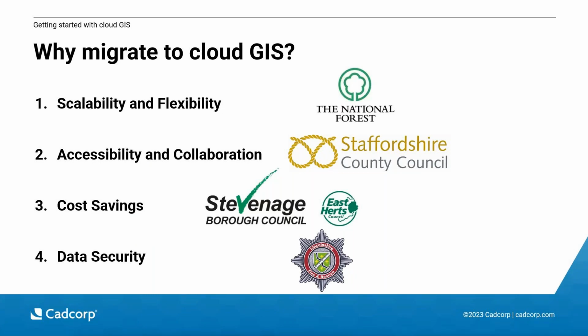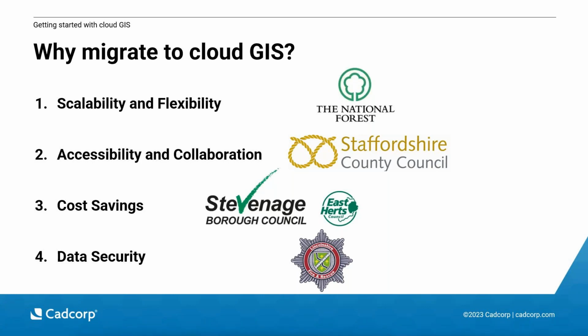The first one is the scalability and flexibility in terms of storage and computing resource. Cloud can easily accommodate increasing data storage needs and provide the option to scale up or down resources based on demand. The National Forest, a current customer of ours, hold a vast amount of data on individual sites. To assist in managing the data, Cadcorp installed and set up a secure cloud-hosted database which WebMap and Desktop can connect to. This allows the National Forest to centralize key data and increase the level of detail that can be recorded.